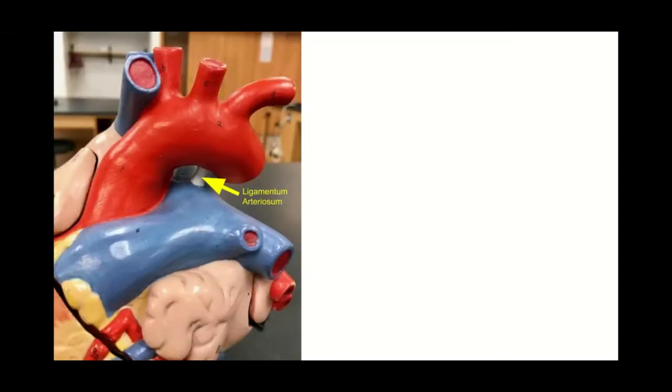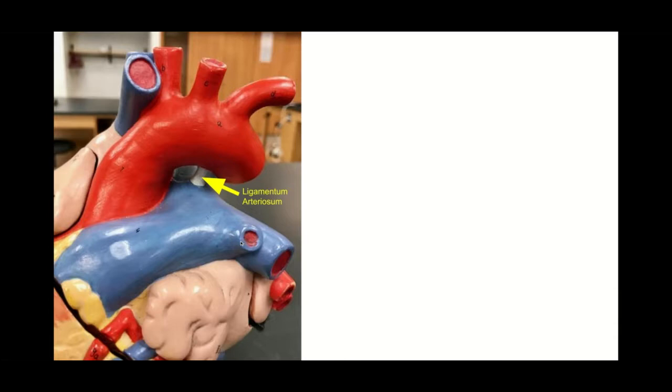In this view, you can see the aorta, ascending aorta, aortic arch, descending aorta, and these 3 branches: brachiocephalic, left common carotid, and left subclavian. And here we have pulmonary trunk, right and left pulmonary arteries.